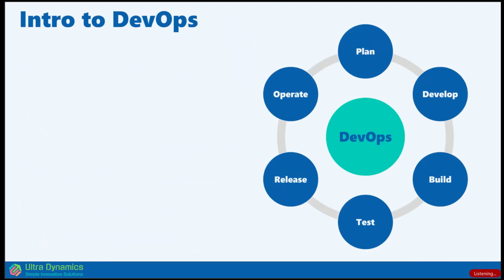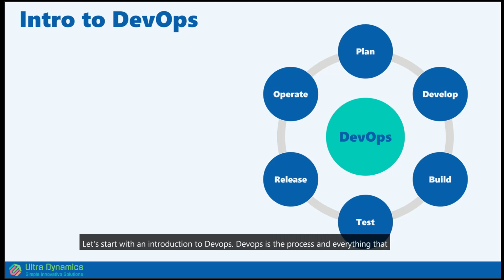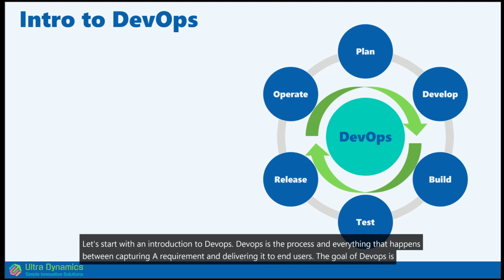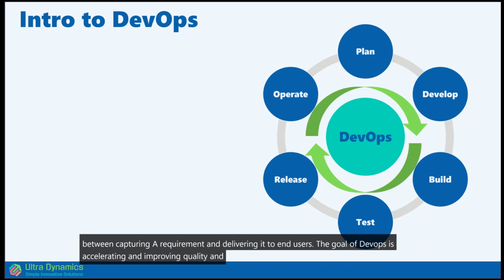Let's start with an introduction to DevOps. DevOps is the process and everything that happens between capturing a requirement and delivering it to end users. The goal of DevOps is accelerating and improving quality and consistency. This goal can be achieved by implementing a number of DevOps principles and practices.